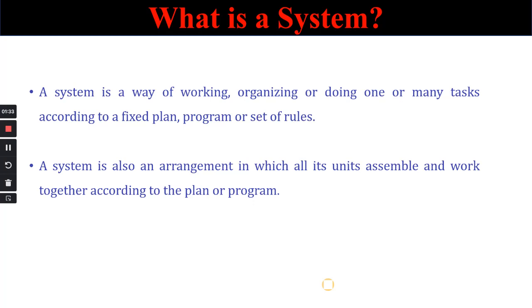Okay, so it will have a fixed plan or a set of rules to work, to perform a single or multiple tasks. That is called a system. So a system is mainly concentrated on a task. There will be a task, and that task will work under the set of rules.